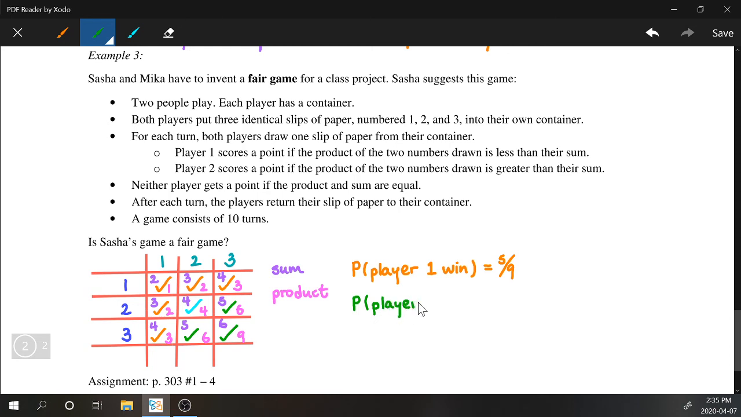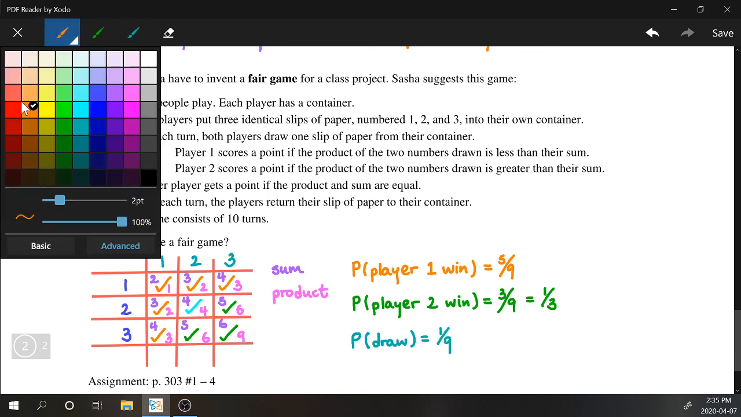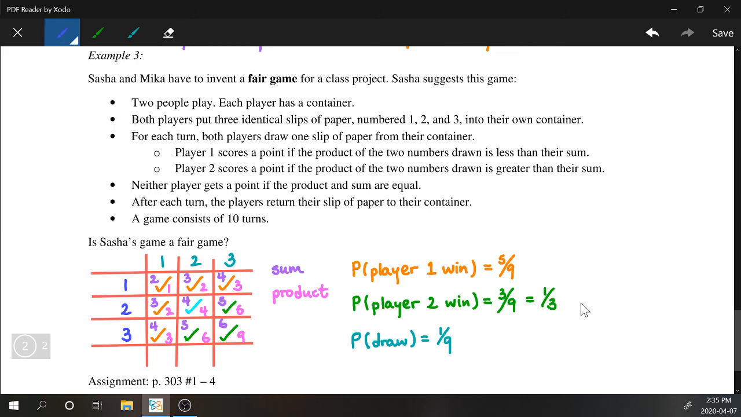So player 2 wins 3 out of 9, which of course you know is 1/3. You can reduce. So there's also a way for them to draw as well. They will draw 1/9 of the time, but that doesn't really help player 1. I mean, sorry, player 2. So this game is not fair.